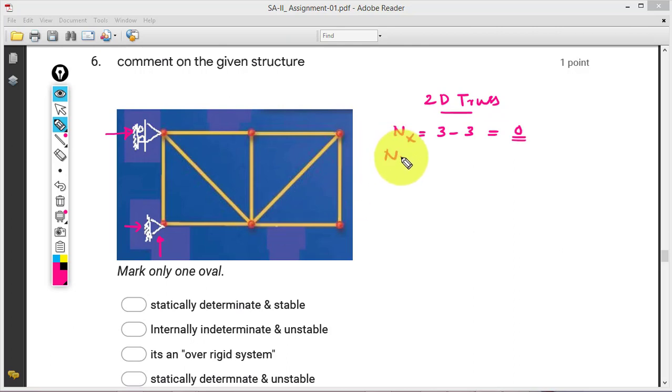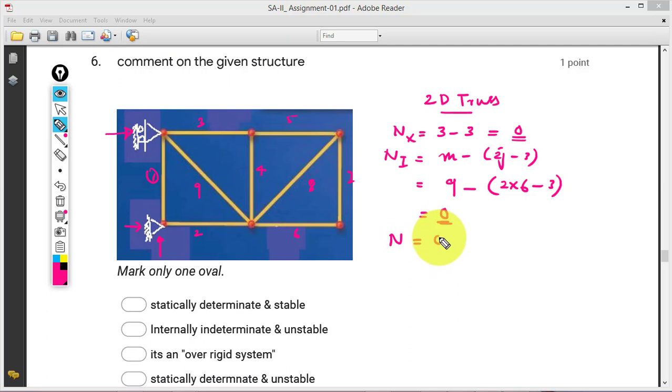If you look at the internal static indeterminacy, m minus 2j minus 3, here we have the number of members 1, 2, 3, 4, 5, 6, 7, 8 and 9. So we have 9 members, and the number of joints 1, 2, 3, 4, 5 and 6. So 2 into 6 minus 3, so internally 0. So the total static indeterminacy of this truss is 0. So you can say this is a determinate truss.